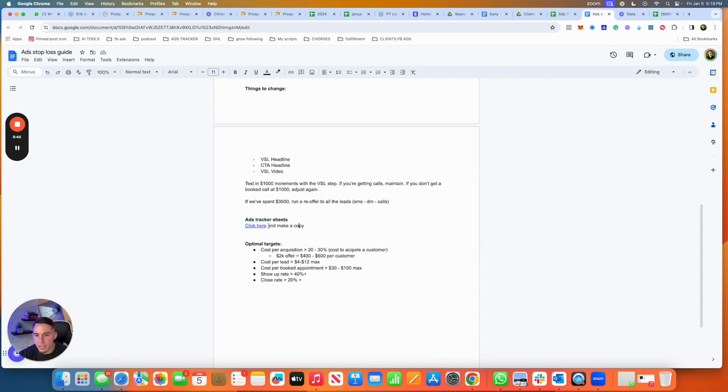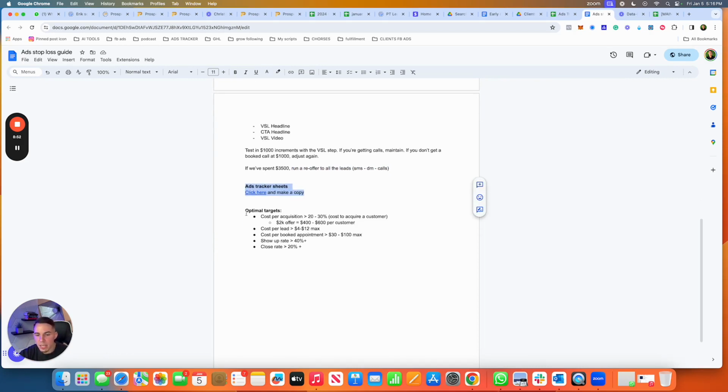One of those types of things. Okay. Now this is your ads tracker sheet, and I'm going to show you an example of somebody's ads that we've been looking at, so that you can get some context on this. Now, the optimal targets for your KPIs are right here. Give me a second. First is your cost per acquisition. This means how much you pay to acquire a new customer.